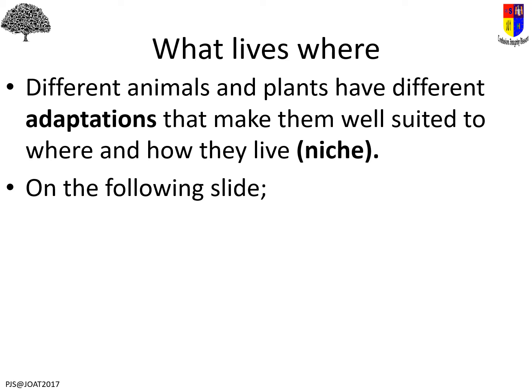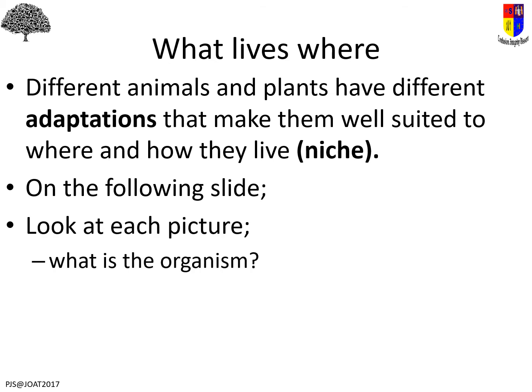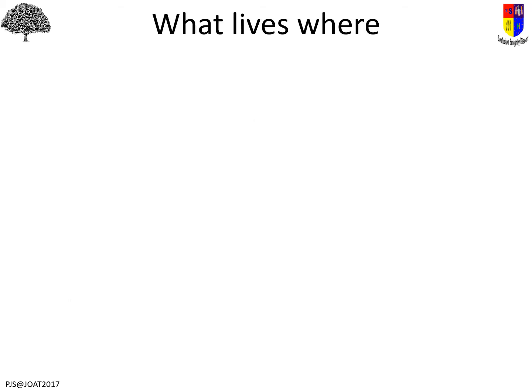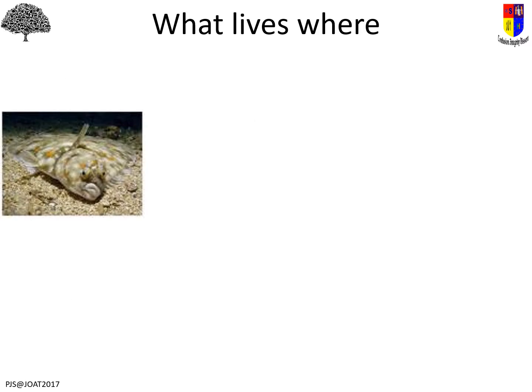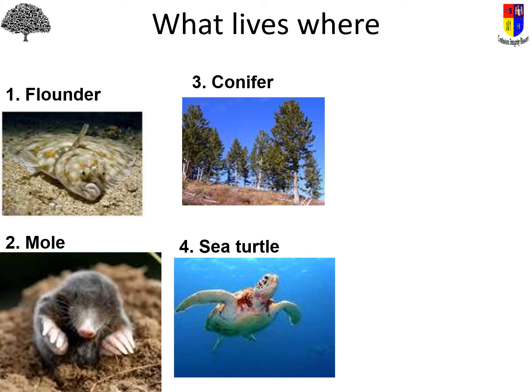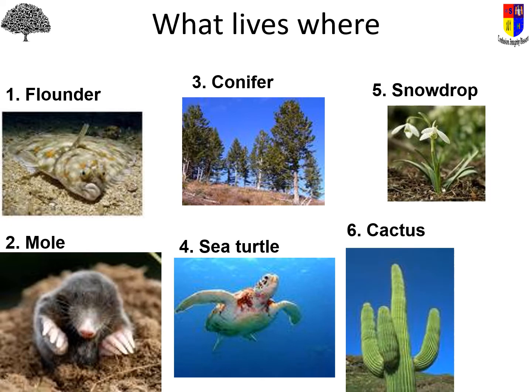So on the next slide, which is just a little bit further on, I've got several pictures and I want you to look at each one and think: for a start, what is it? Where would you expect to find it? And something about it that helps it live there. Anything. It could be really obvious, it doesn't have to be really complicated, but something that says, that's why that would be good for where it lives. So first off, we have the flounder, a mole, a conifer, a sea turtle, a snowdrop, and the cactus. So we need to pause it and think about what we've got and what makes it good for them.